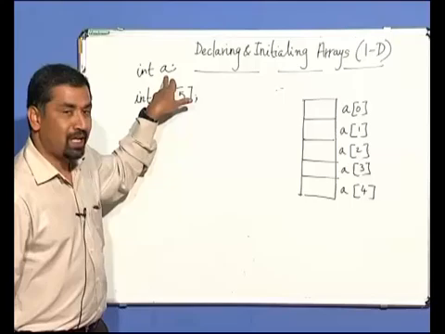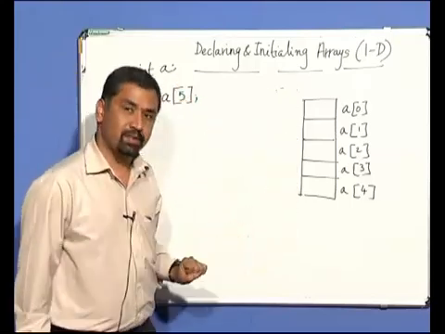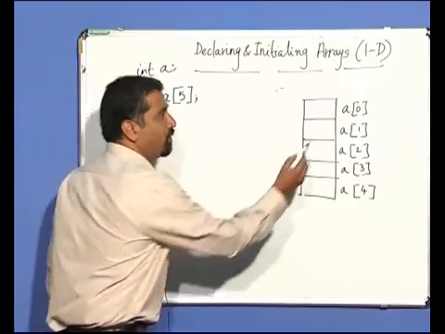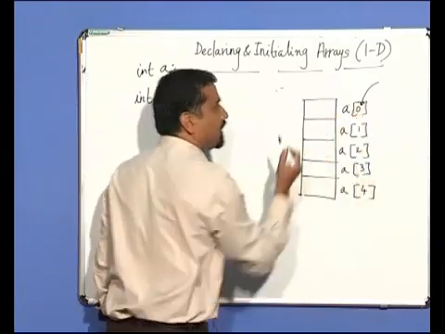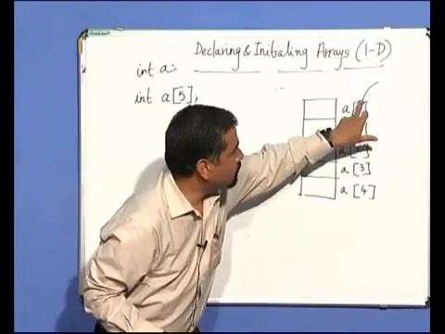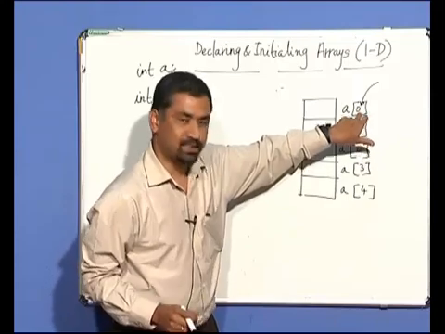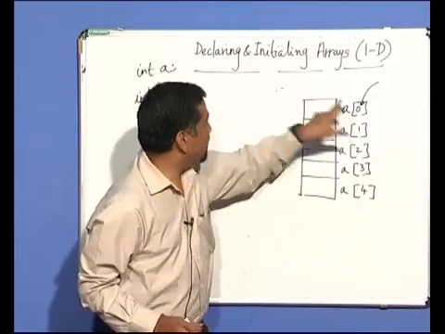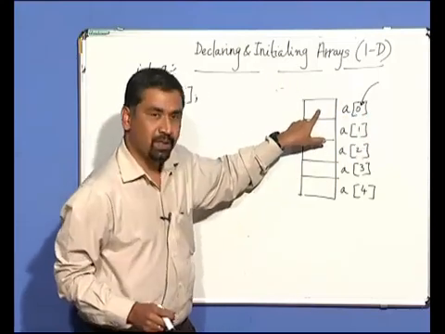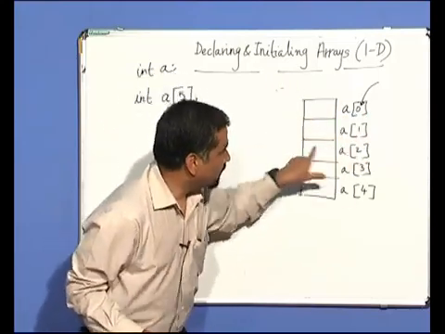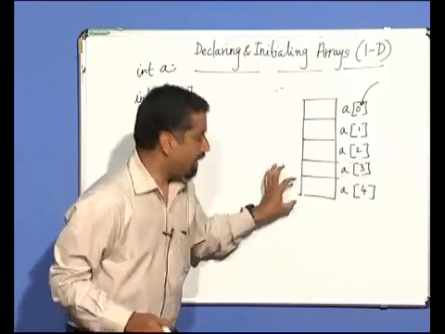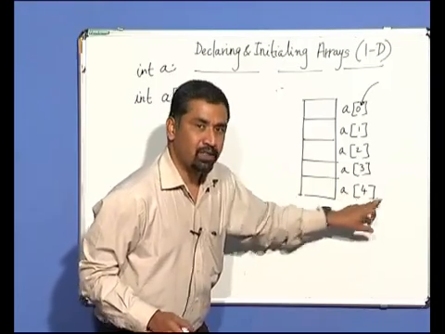Earlier there was only a single name A, but now we have 5 integers. Each one of these elements is referred to with an index. The first element always starts with 0 in C. The one within the square brackets is the index. So A is the name of the array, and in square brackets is the index. The first one is the 0th element, then you see in square brackets 1. This element is referred to as A[2]. The final one is referred to as A[4].